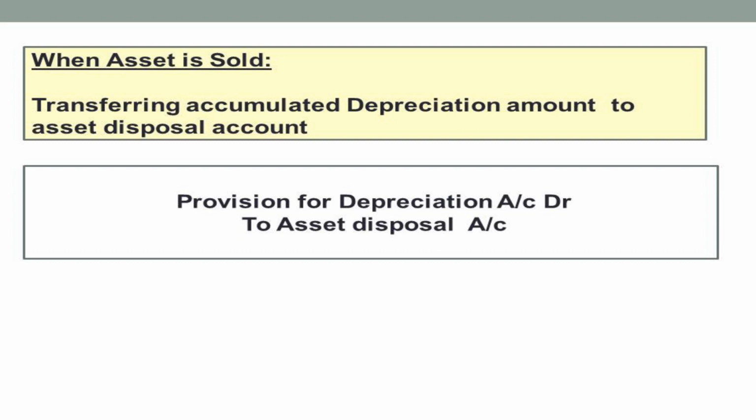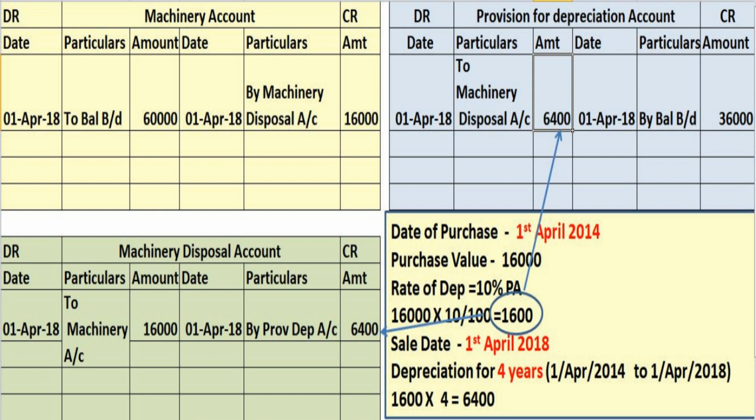If the machinery disposal account is not asked in the problem, then we would have transferred this accumulated depreciation amount to machinery account. Since we are maintaining machinery disposal account here, we are transferring the accumulated depreciation amount to machinery disposal account. So on the debit side of the provision for depreciation account, we write the disposed date, that is 1st April 2018, to machinery disposal account in the particulars column and the accumulated depreciation amount, that is 6,400.